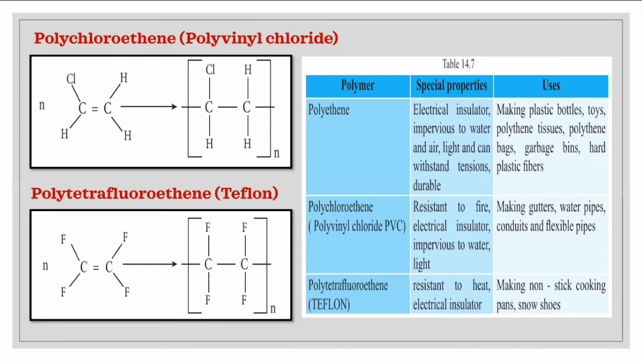Polytetrafluoroethene, or Teflon, is used in making non-stick cooking pans, and it has the special properties of being resistant to heat, and it is also an electrical insulator. Polyethylene is used in most of the plastic bottles and polythene bags that we use. The special properties of polyethylene are: it is an electrical insulator, it is impervious to water and air, and it is light, which means it's not heavy, and it can withstand tension, and it is very durable.